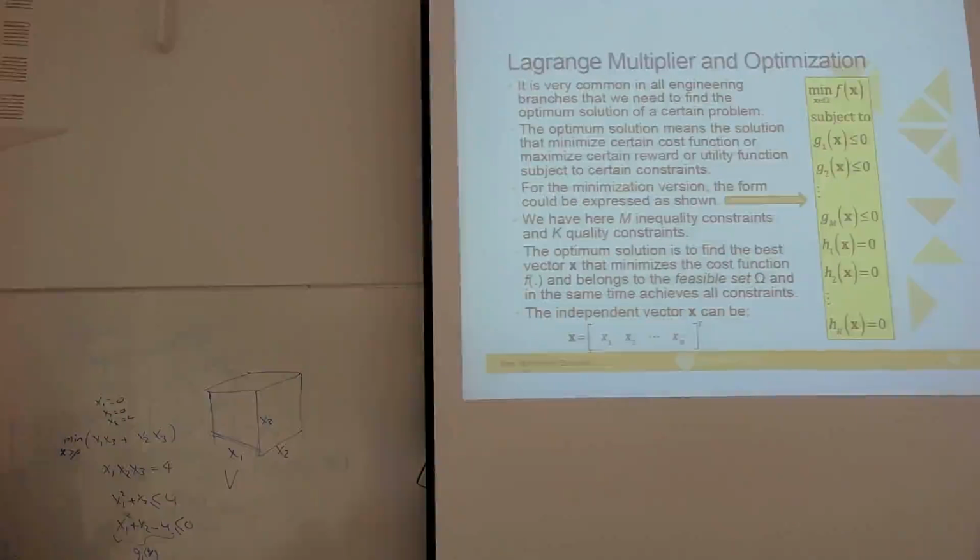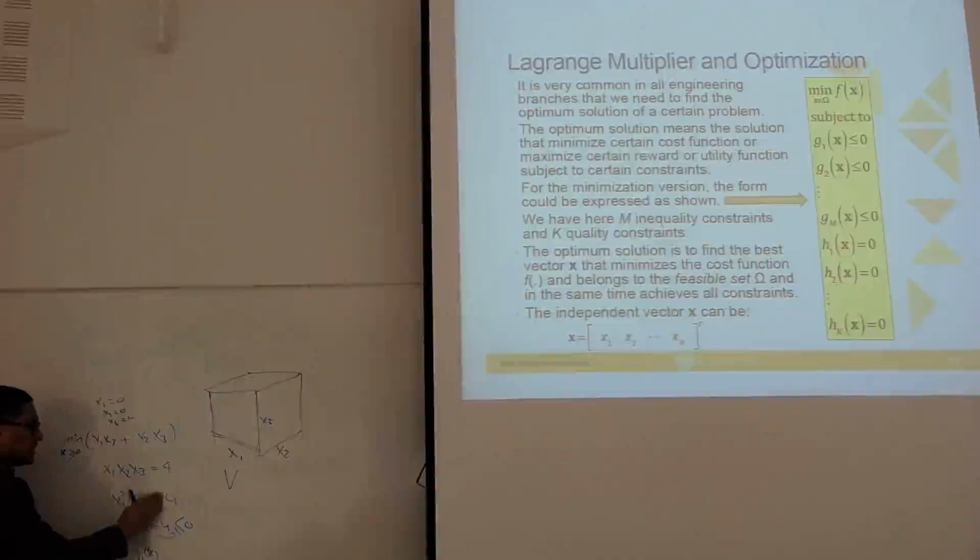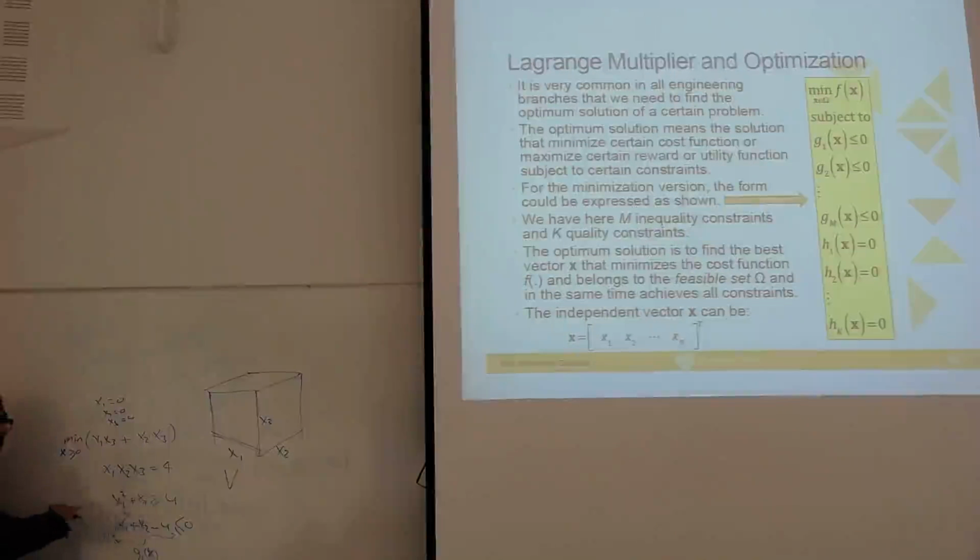So this will be like g1 of x, for example. If it was greater than, not less than, what do we do? We just multiply both sides by a negative sign. So this will be minus, this will be plus, and we will have the same form. Okay? Just remember to convert the form to be in the same form like this one.